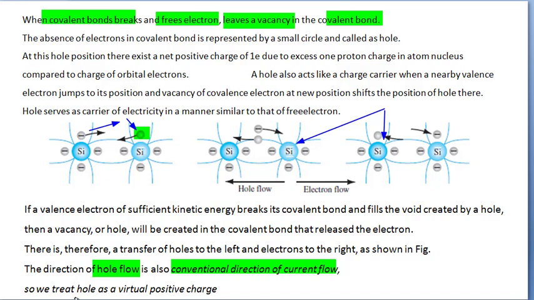So we treat a hole as a virtual positive charge because in actual practice no positive charge has moved, but the end result of the shift of a bonded electron is that the positive charge associated with the nucleus has changed its position. So a hole is a charge and is movable, so it is a carrier, a virtual positive charge carrier.